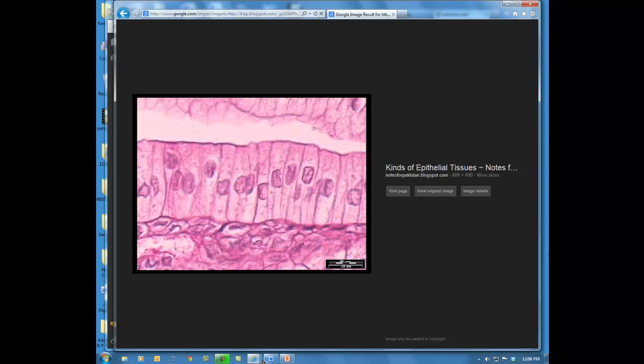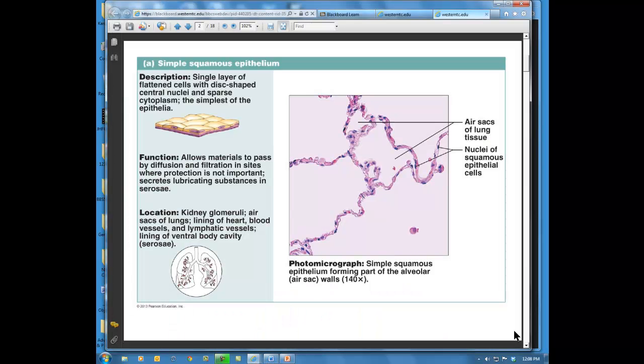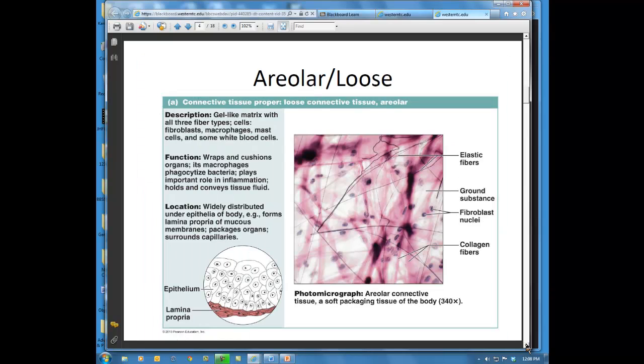So going back to our PowerPoint, the next one is areolar or loose connective tissue. If you like the word loose over areolar, that's fine. You can just call it loose connective tissue. Again, both are listed in your lab packet on page 12, so you choose whichever one is easier for you to remember. This tissue is classified as a connective tissue, which means it's usually found below an epithelial tissue.